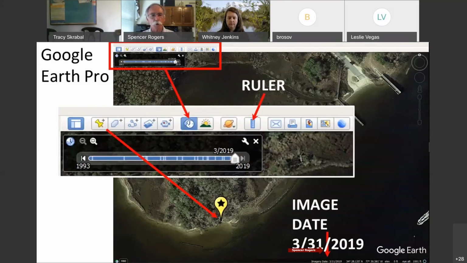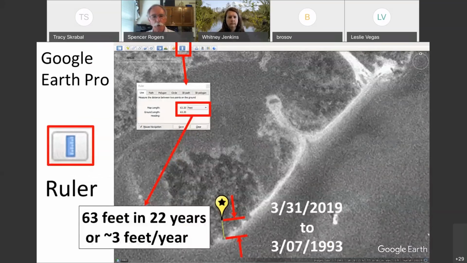Now, Google Earth overlays are not always perfect, but they're often pretty darn close. You need to check that when you go in and do measurements, but you can put in a push pin from the menu bar at the top, set this pin on an existing shoreline, and then go back in time on the slider to an earlier date. And we're going to go back to 1993 in this case.